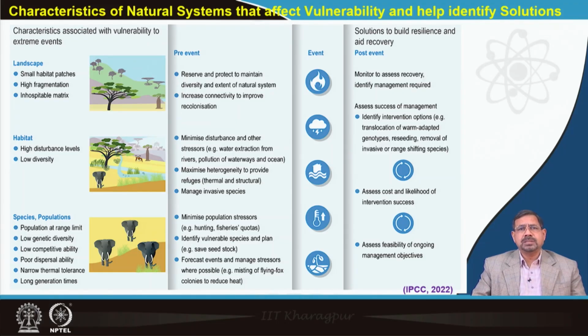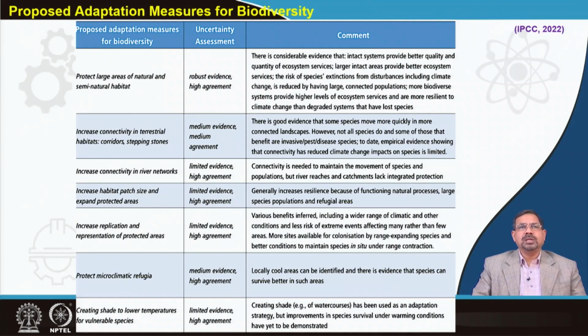Similarly, as far as habitat is concerned, minimize disturbance and other stressors, for example, water extraction from rivers, pollution of waterways and oceans and all these things. Similarly, with respect to species and population, minimize the population stressors and things like that. And on the right hand side, with respect to temperature rise and deforestation or desertification or a drought kind of scenario, we need to assess the cost and the likelihood of intervention success, and also need to understand the feasibility and accessibility in terms of ongoing management objectives as far as the management policy is concerned.